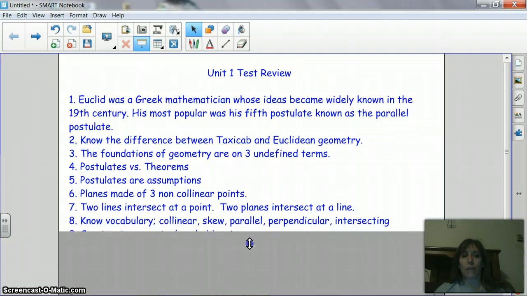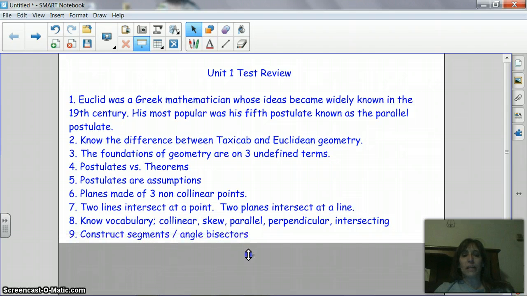Alright, some vocabulary that you need to know. Collinear, skew, parallel, perpendicular, intersecting. You might want to know coplanar, in the same plane, things like that. A lot of these, luckily, are on my wall. So the day of the test, if you just do a little looking around the room, hopefully you can come up with most of these.